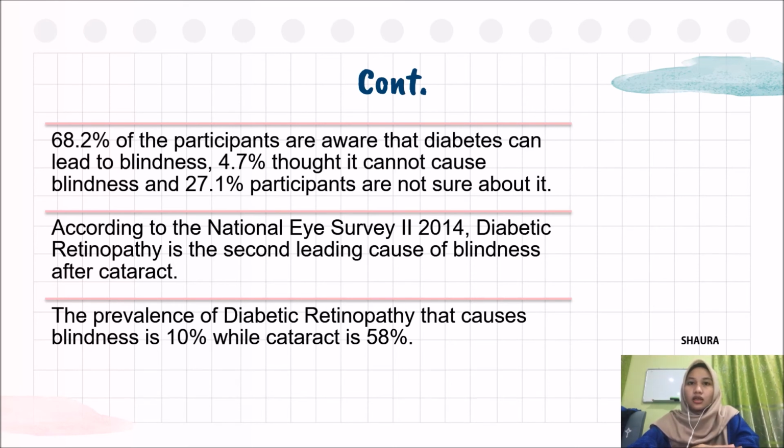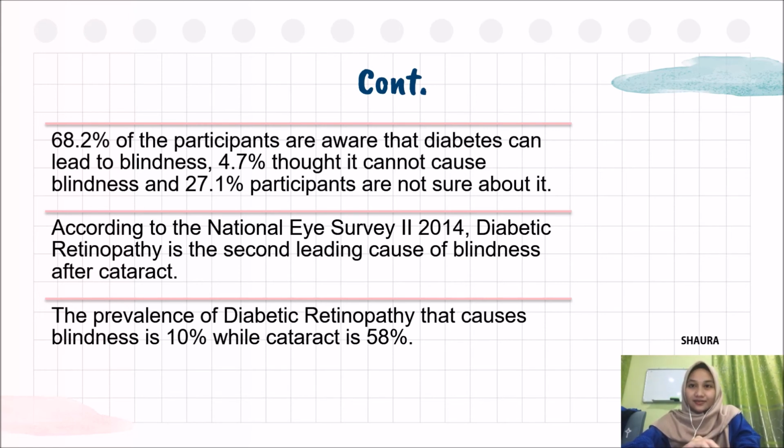According to the National Eye Survey 2014, diabetic retinopathy is the second leading cause of blindness after cataract. The prevalence of blindness caused by diabetic retinopathy is 10%, while cataract is 58%.